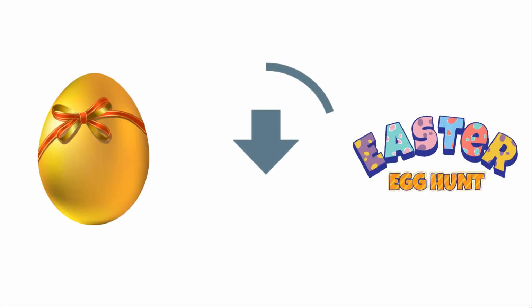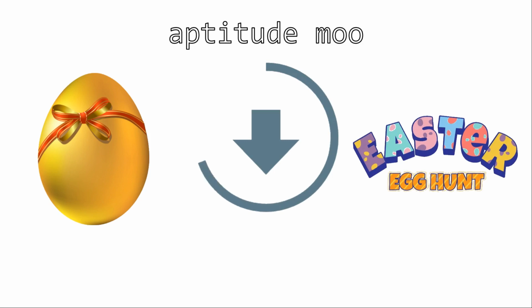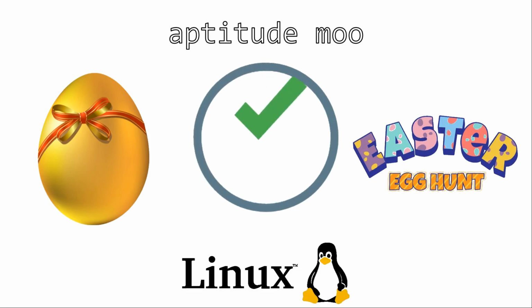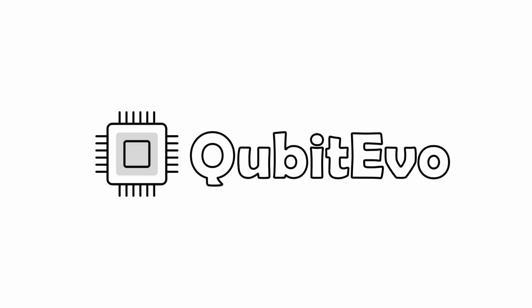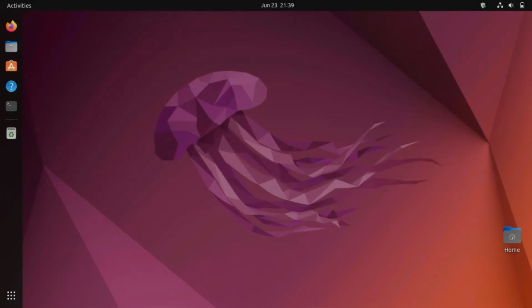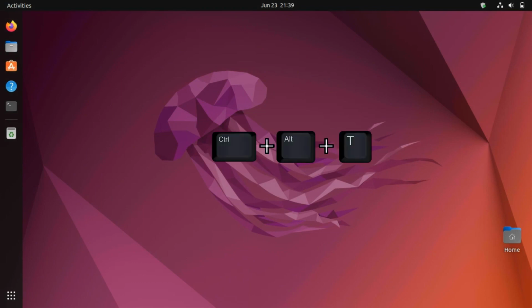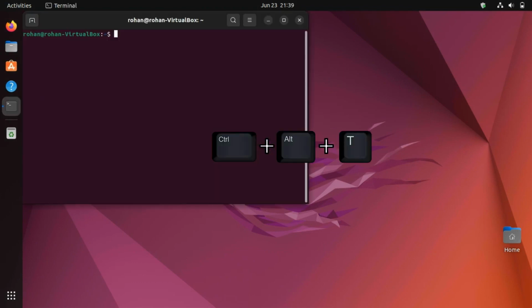In this video I will show you how you can install an Easter egg named aptitude moo in any of your Linux distribution and use it. So in order to try the Easter egg you need to install a package. First open the terminal by simply pressing Ctrl+Alt+T. This will work in most Linux distributions.